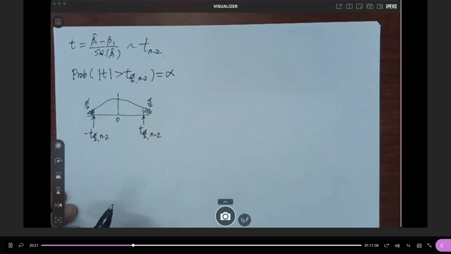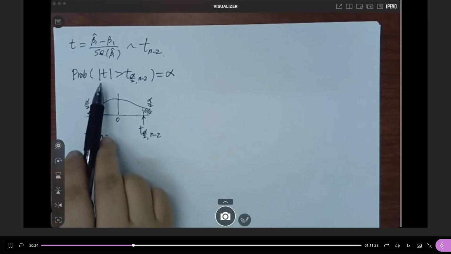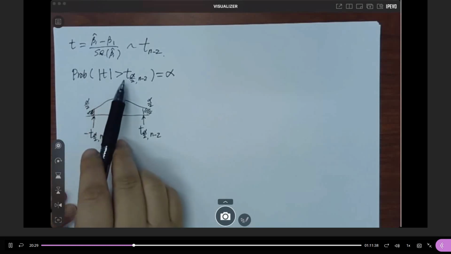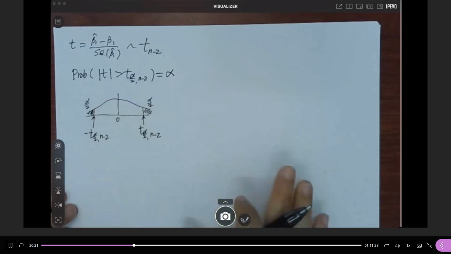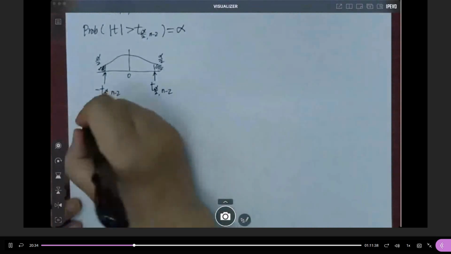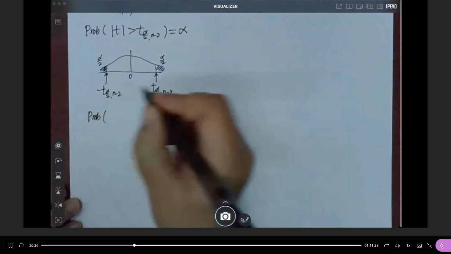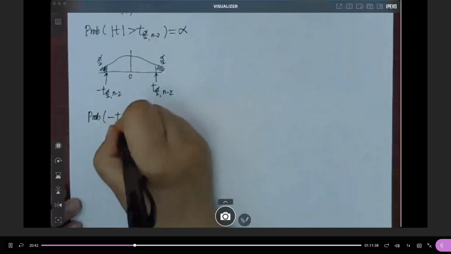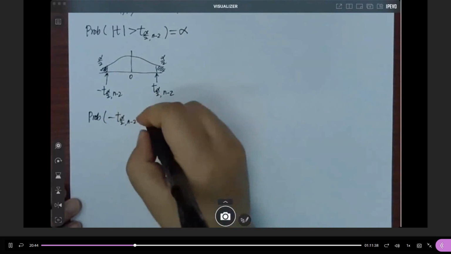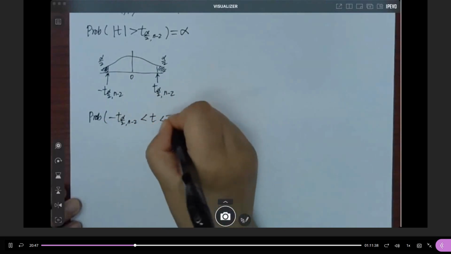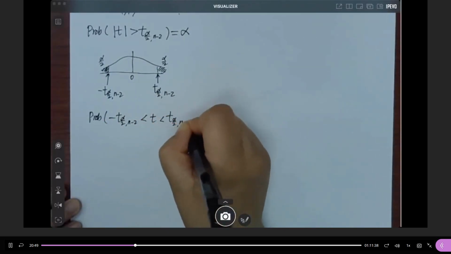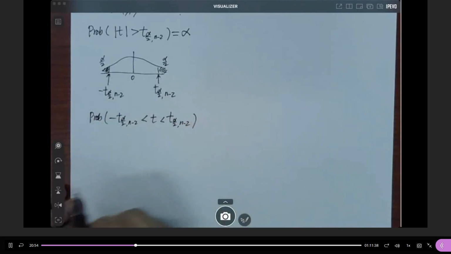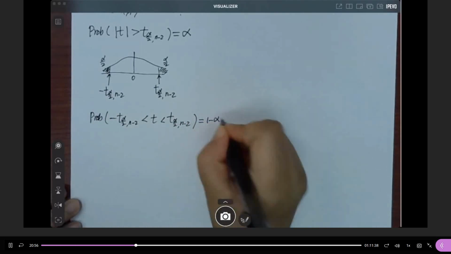This is very important to know. So once you know the probability for the absolute value to be greater than the threshold, you can easily figure out the probability for the absolute value of t to be less than that. That should be 1 minus alpha, right? So the probability for the value of t to be within this range is exactly 1 minus alpha: negative t alpha over 2 n minus 2 degrees of freedom less than t less than positive t alpha over 2 n minus 2 degrees of freedom. The probability for t to be between these two is exactly 1 minus alpha.